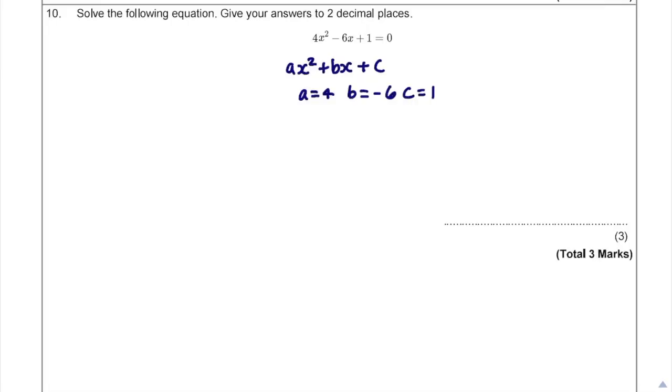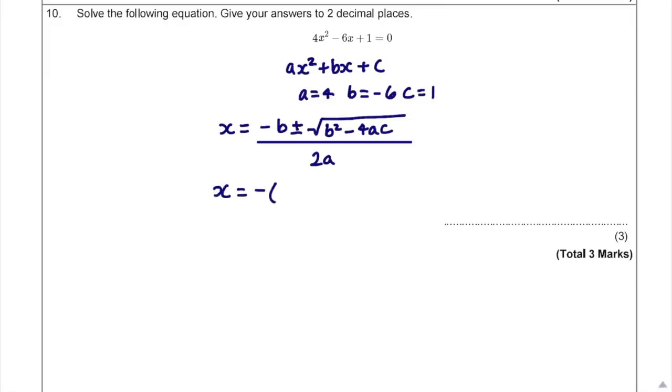So the quadratic formula that you should know off by heart is x equals minus b plus or minus the square root of b squared minus 4ac, all divided by 2a. So now I just need to substitute these values of a, b and c into this formula. So we're going to get x equals, we're going to have 2 negatives here, and then plus or minus the square root of minus 6 squared minus 4 times 4 times 1, all over 2 times 4.